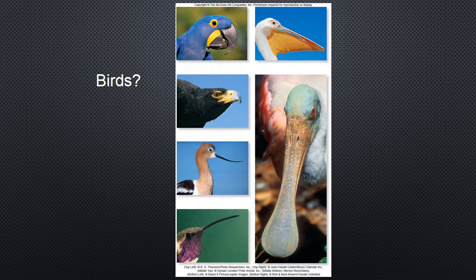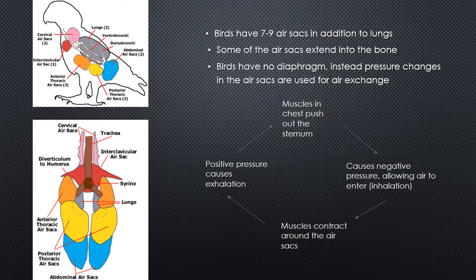And then we get into our birds. And we went into detail about this when we talked about birds, so I'm just going to review it real quickly. So this slide should look familiar. So birds do have lungs. They also have about 7 to 9 air sacs in addition to their lungs. And some of those air sacs even extend into the bones.